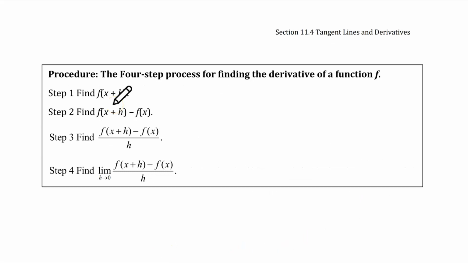So to get the derivative of a function f(x), we follow this four-step process. First, we find f(x + h). That means you substitute x in f(x) by x + h. And then second, you get the difference between the result, f(x + h), and the function given, f(x). Then next, you divide the result by h. Then lastly, you take the limit of this expression as h approaches 0.